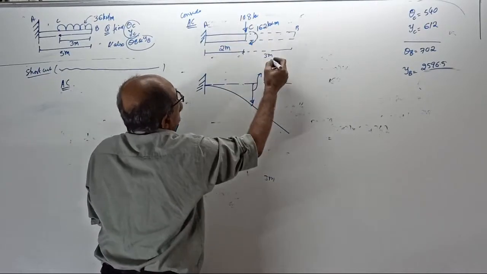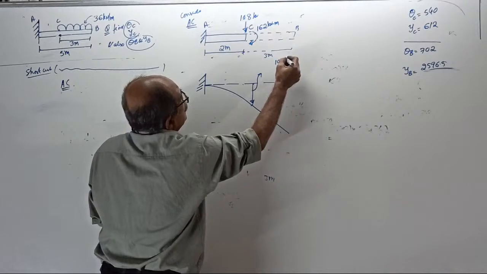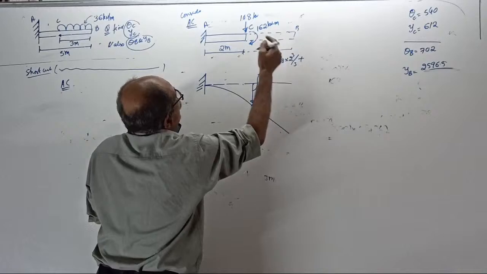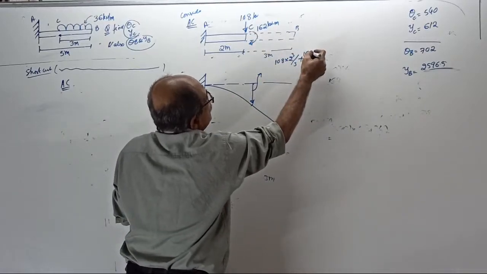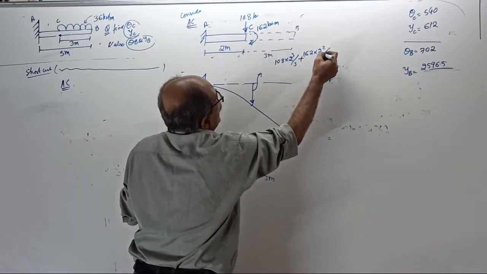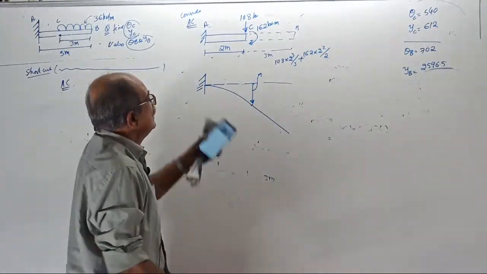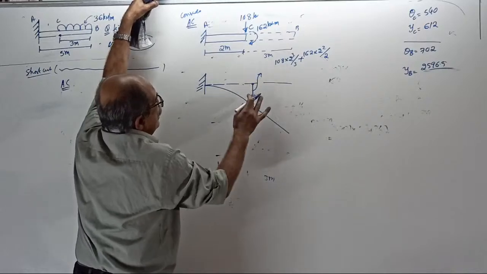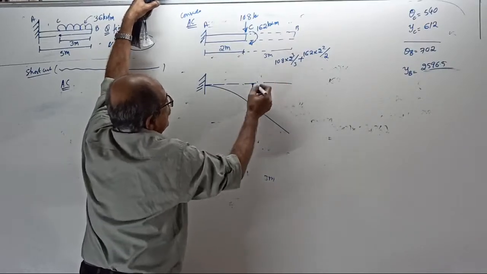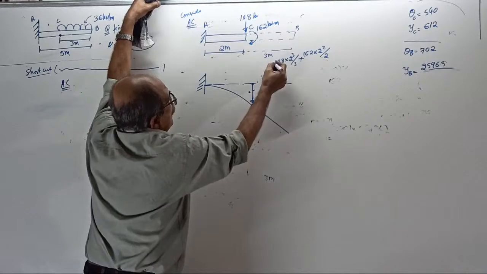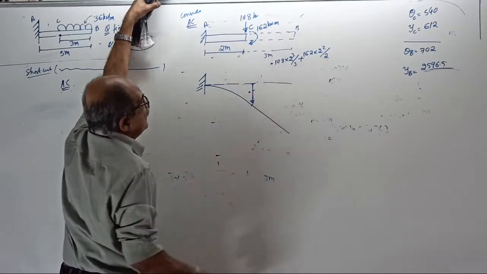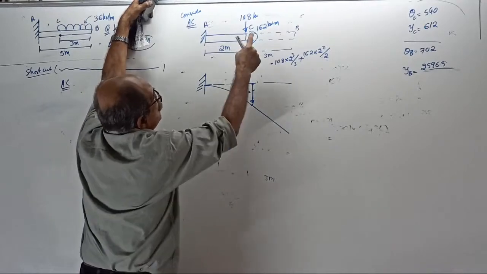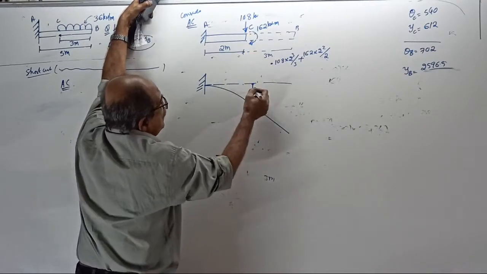Due to point load, 108 into 2 cube by 3, plus due to couple, 162 into 2 square by 2. EI I am not writing. Answer. Due to point load, the deflection is WL cube by 3 EI. Due to couple, ML square by 2 EI. That is the answer.